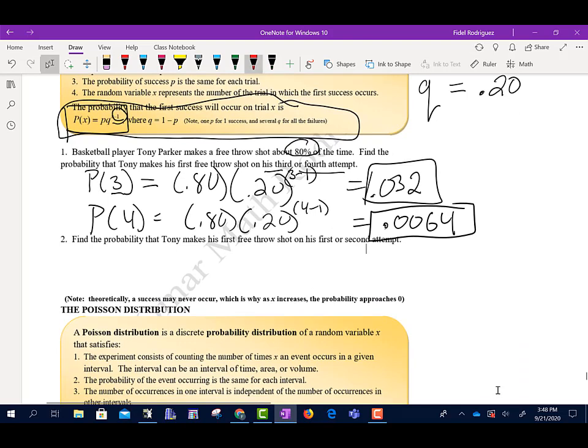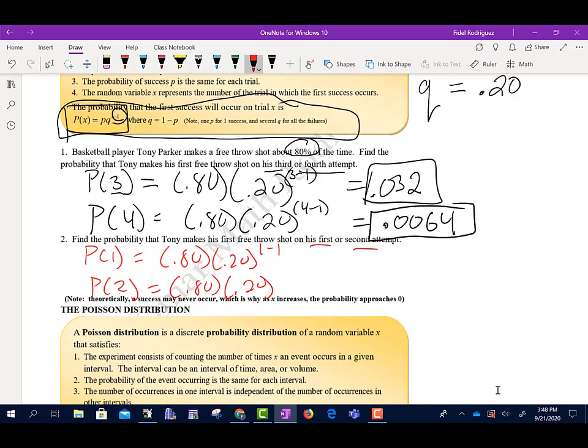Problem number 2 is exactly the same as problem number 1, except now we're looking at on his first or second attempt. So on his first attempt would be 0.80 times 0.20, 1 minus 1. And second attempt would be 0.80 times 0.20 to the power 2 minus 1, okay, in parentheses.